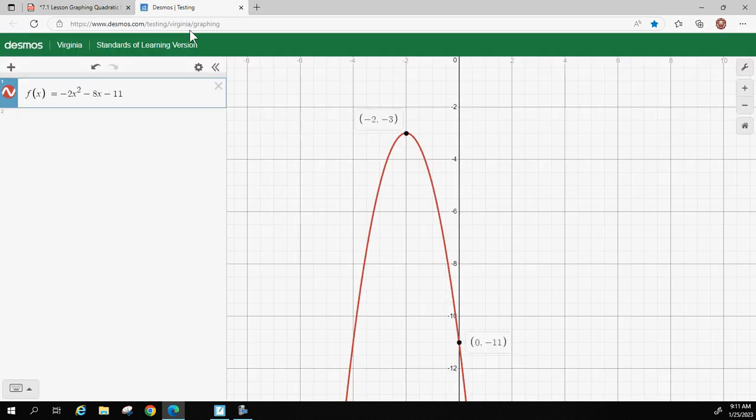And again, this parabola is going to go on and on forever, downward in both directions. This is as far as it goes up. We will talk more about that in the next lesson.